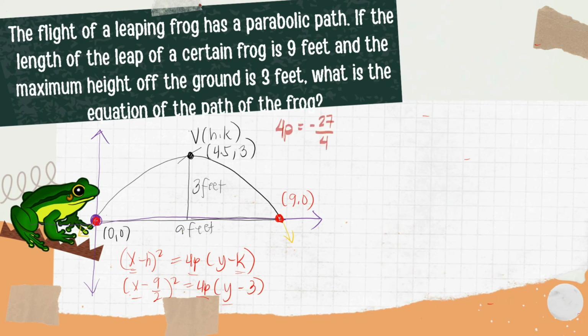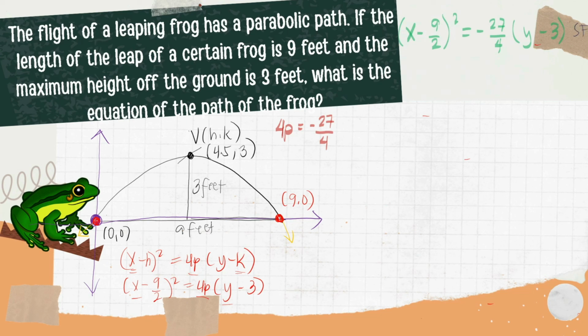Complete na yung mga values natin for standard equation. So, pwede na natin i-plug in yung mga values na yun. So, x minus 9 over 2 squared is equal to yung value ng 4p, which is negative 27 over 4. So, yung negative sign na yan, nagsasabi na facing downward yung parabola natin. So, times y minus k. K natin is 3.